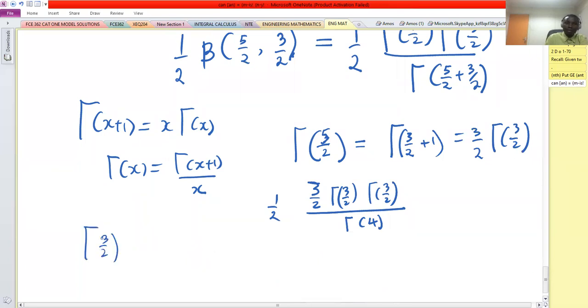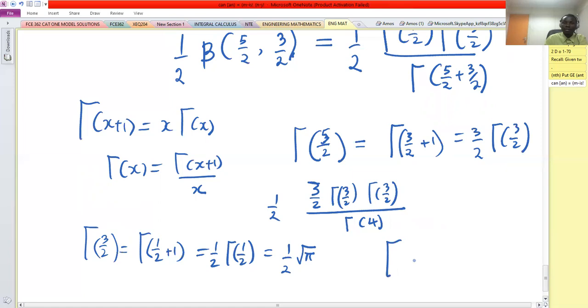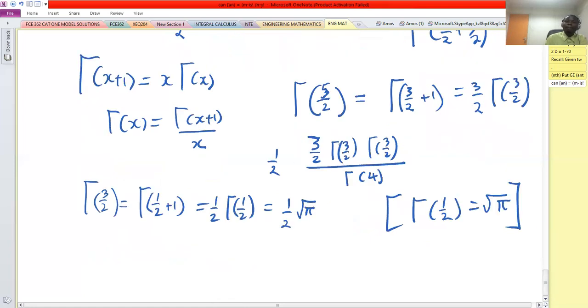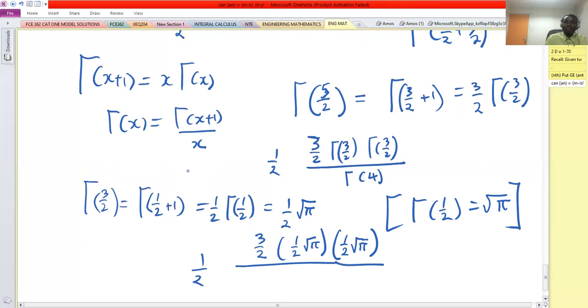This comes to this. And gamma of 3 over 2 is the same as gamma of a half plus 1, which is the same as a half gamma of a half using this property. So which is the same as a half square root of pi, since gamma of a half, we know the answer is root pi. So this will be now a half times 3 over 2, and in place of gamma of 3 over 2, we write a half square root of pi times a half square root of pi. So gamma of 4, using the property gamma of x equals x minus 1 factorial, will give us 3 factorial.